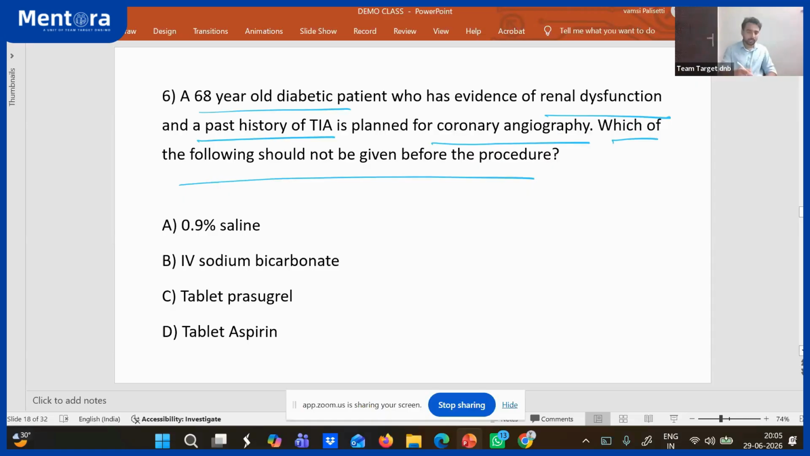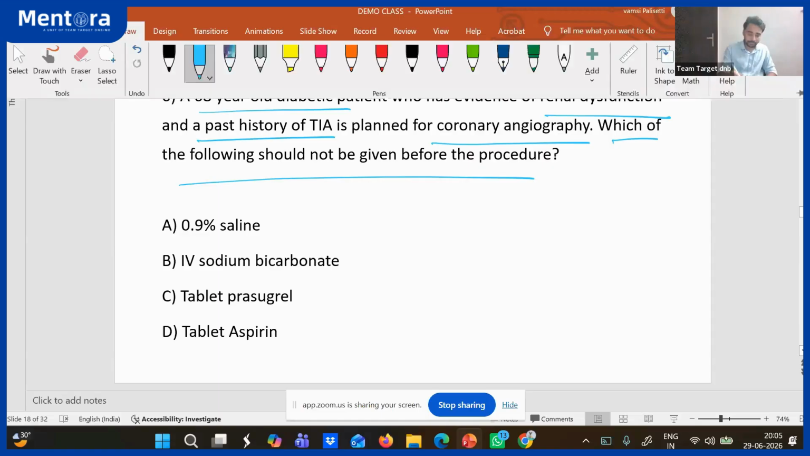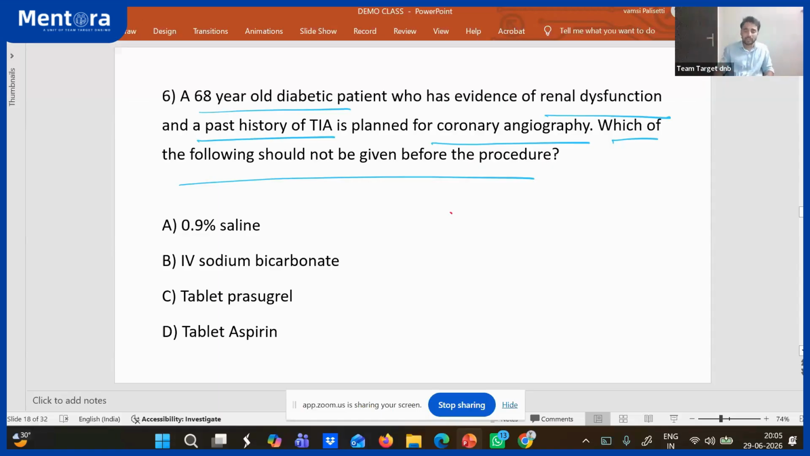Any guess you can do here? So what I want to say is, the exam is asking, the patient wants to do coronary angiography. Before doing coronary angiography, the patient also has renal dysfunction. So what should not be given is the question. Let me explain first.